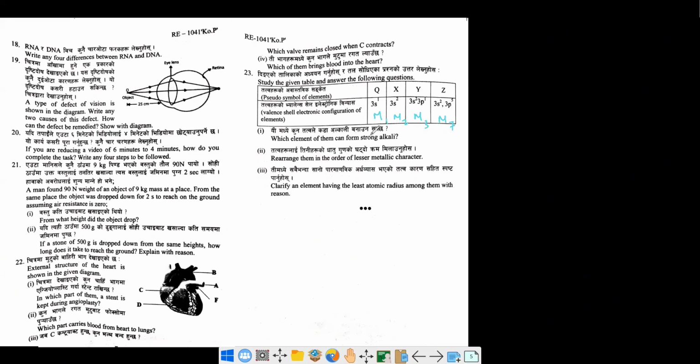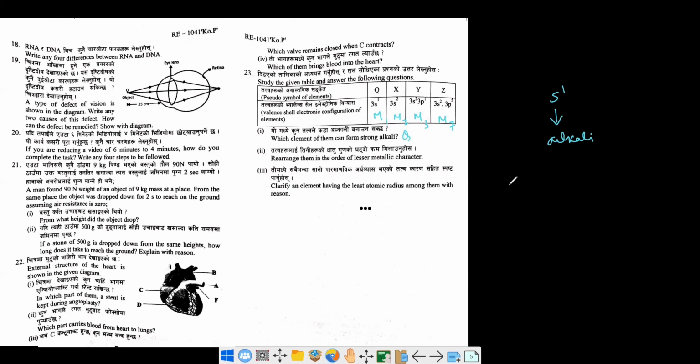So, which of the following makes the strongest alkali? This is an alkali metal, because all with s1 are alkali metals. Okay, so alkali metal, highly reactive metal, so that's why Q is going to make the strong alkali.